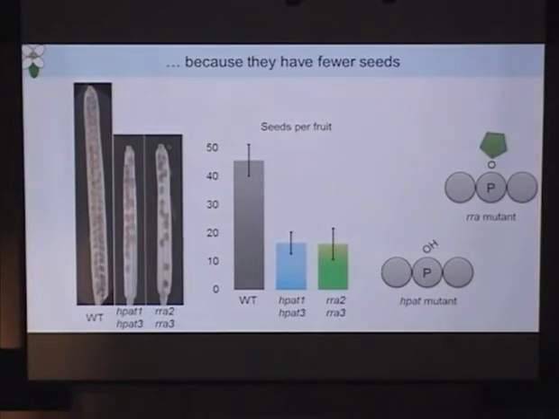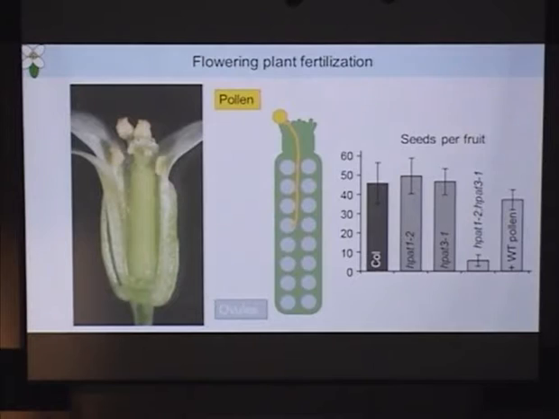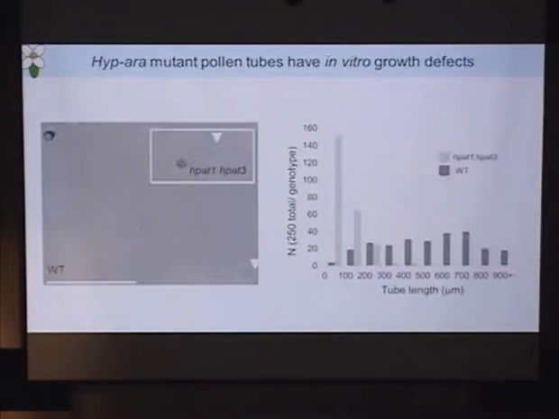So what's going on that's reducing the fertility in these guys? Well, there's a couple possibilities. It could be the pollen is defective. It could be the ovules are defective. If you pollinate the mutants just with wild-type pollen, that rescues the phenotype, which suggests it's a pollen defect.